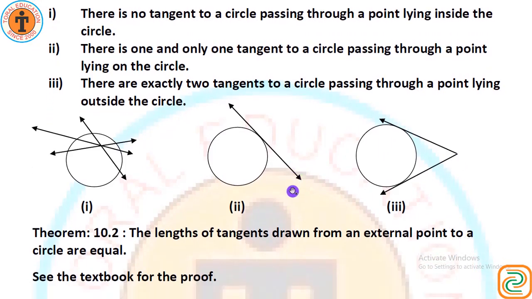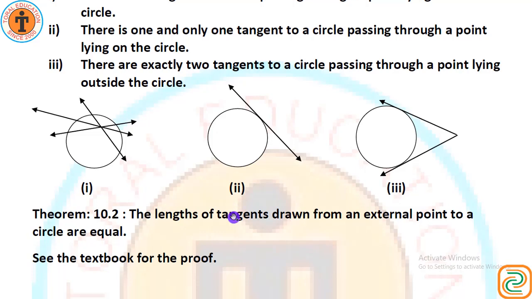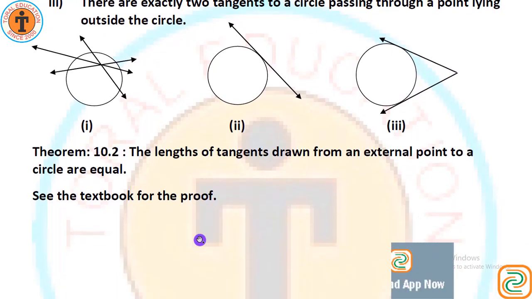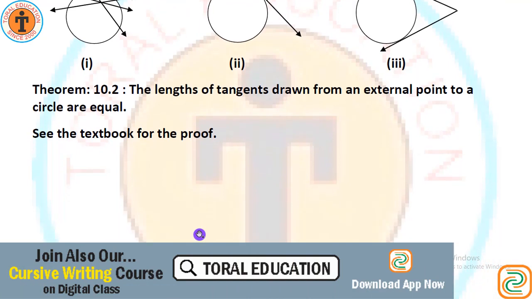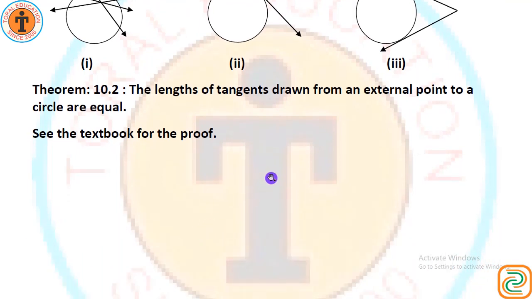Theorem 10.2: the lengths of tangents drawn from an external point to a circle are equal. We have already taken it. These lengths are always equal. Now friends, we have completed the exercise as well as some basic fundamentals of circles.